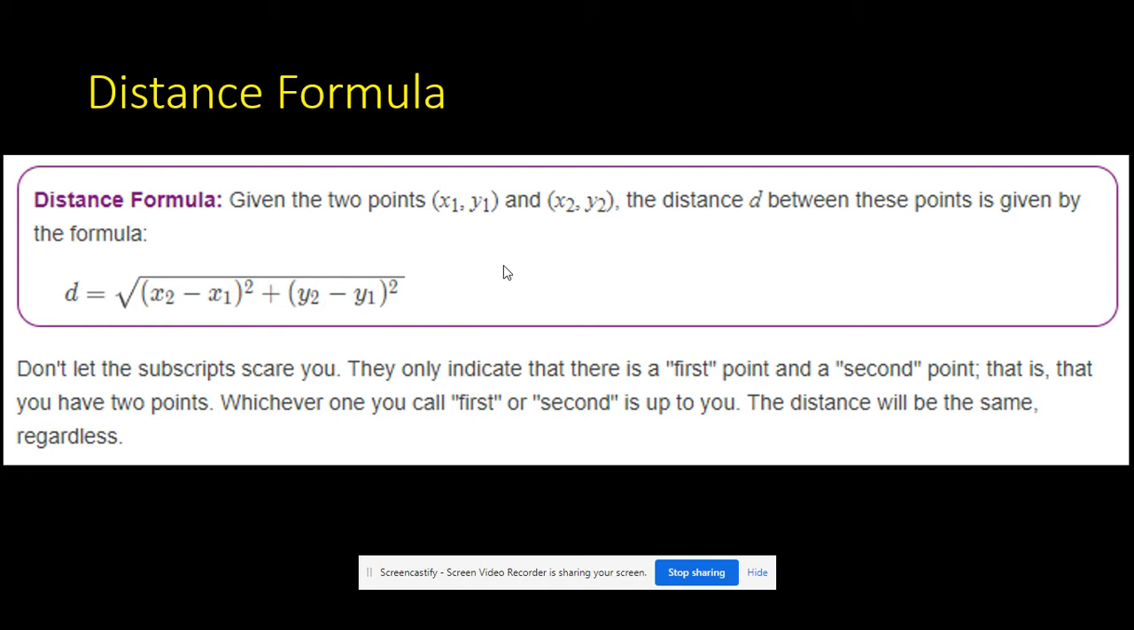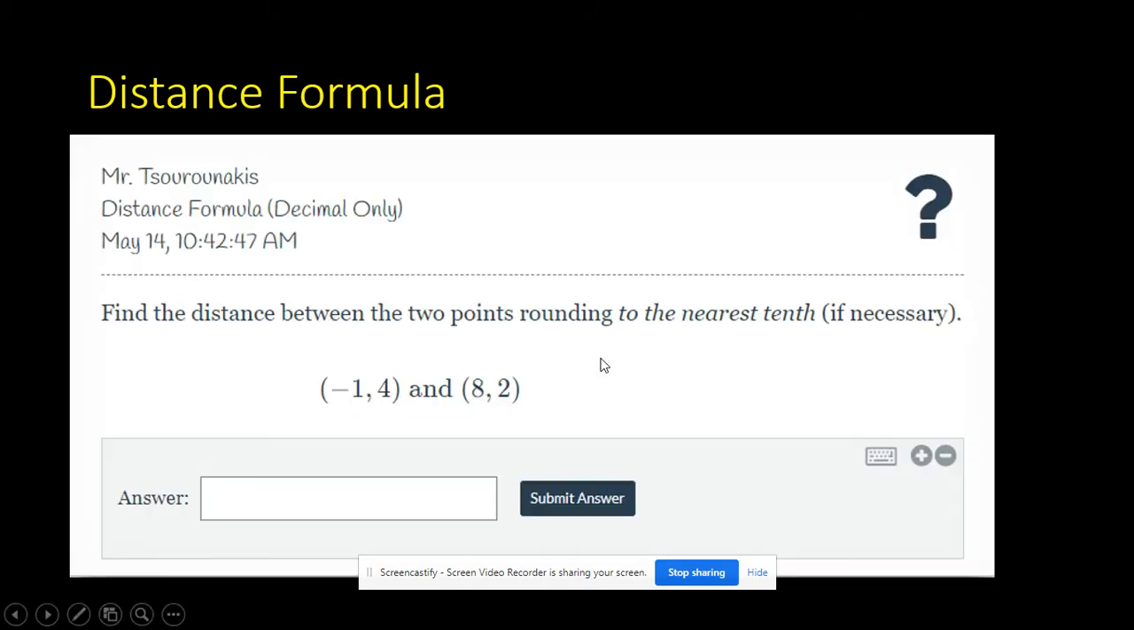And so we go to an example problem. Find the distance between 2 points, rounding to the nearest tenth if necessary. And my 2 points are -1, 4 and 8, 2.